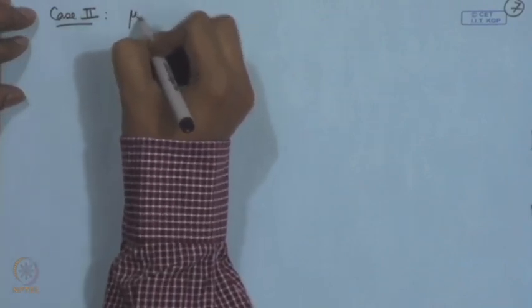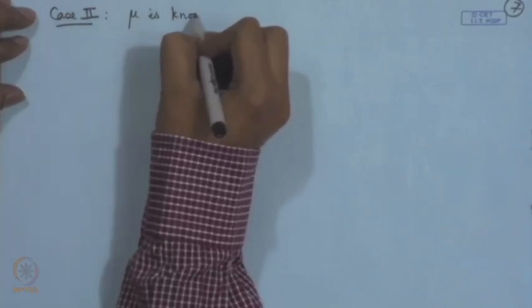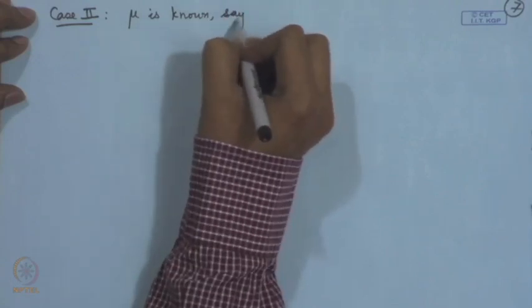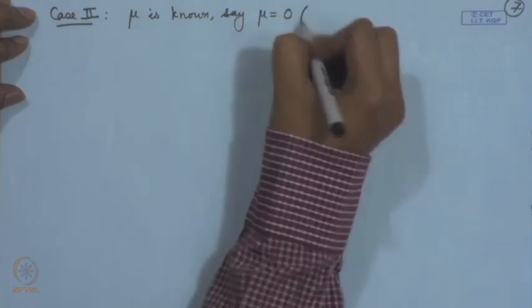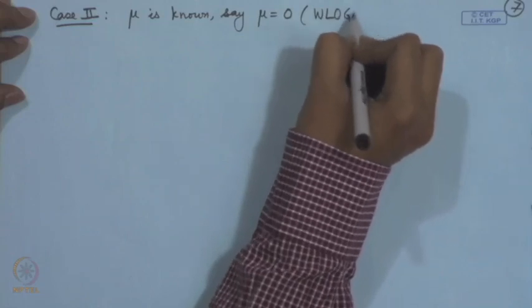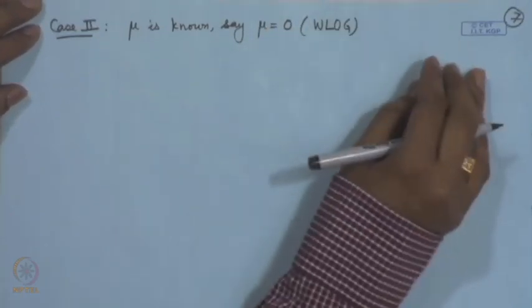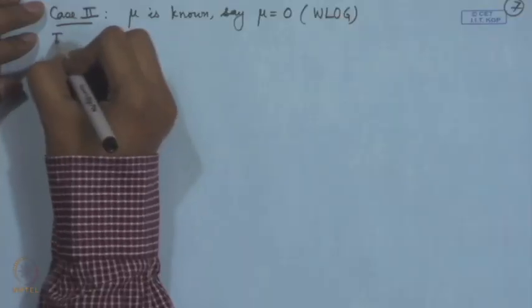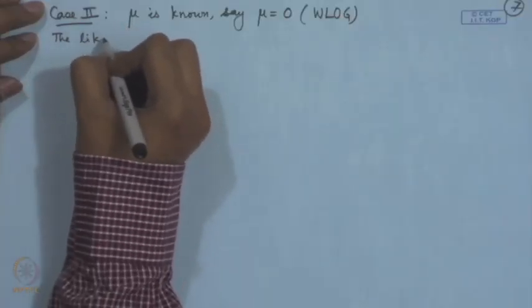Say mu is known. If mu is known, then without loss of generality we may put mu is equal to 0, because we can always shift all the observations by mu naught. For example, if I say that mu is known equal to mu naught, then we may put it equal to 0. So, now you look at the likelihood function. Notice here the problem gets modified in the maximum likelihood estimation as soon as the information about the parameters is changed.